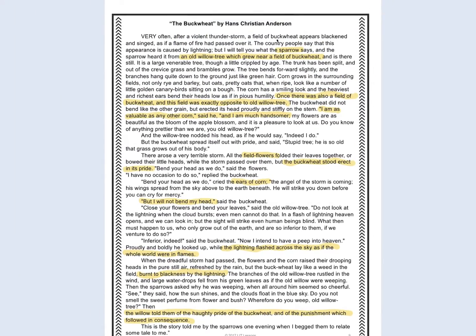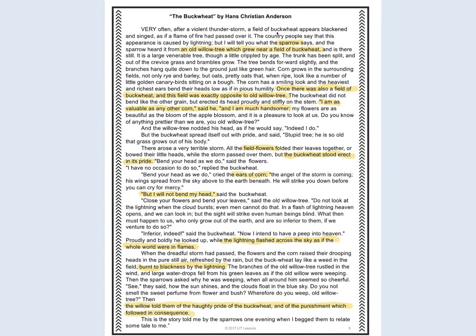Okay, so that is the story of the buckwheat. So we've read the story, The Buckwheat, and we have made some annotations while reading it. The last thing that we're going to do with the story is just do a quick plot analysis. So let's start with the exposition. At the beginning of the story, we learn about the characters: the sparrow, the buckwheat, the willow tree, and the different types of corn.